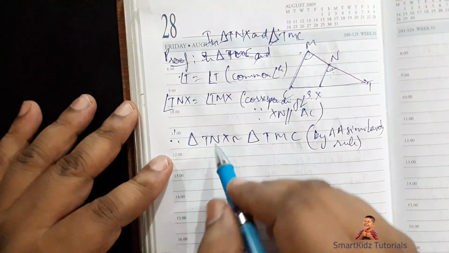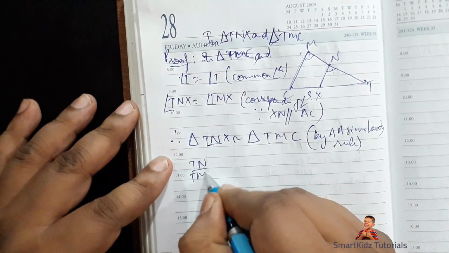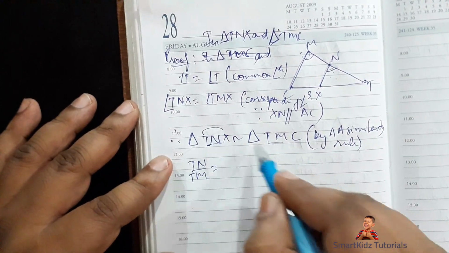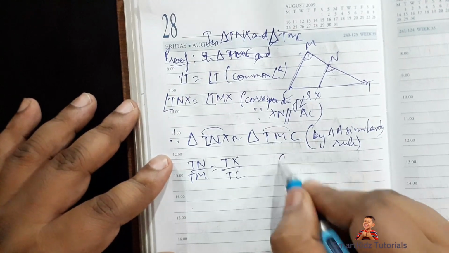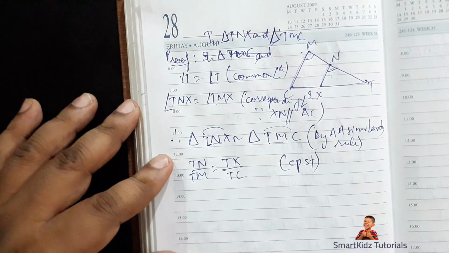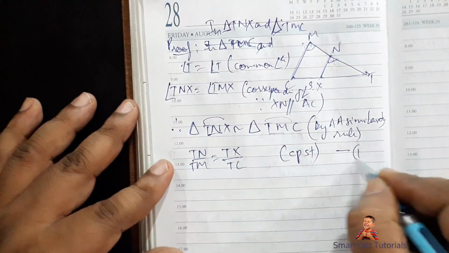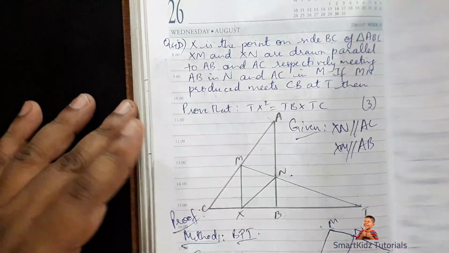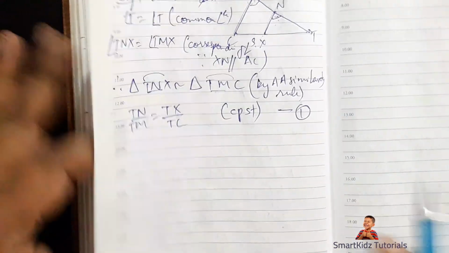Now we can say Tn upon Tm is equal to Tx upon Tc. And we can say CPST. CPST stands for corresponding parts of similar triangles. We'll take this as 1. Now for the next triangle, that is this one. You have to draw this over here.